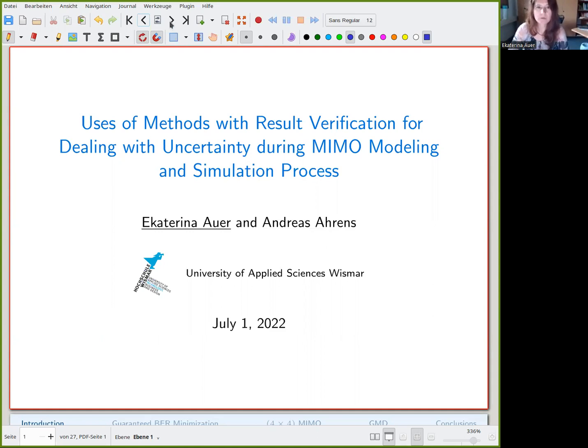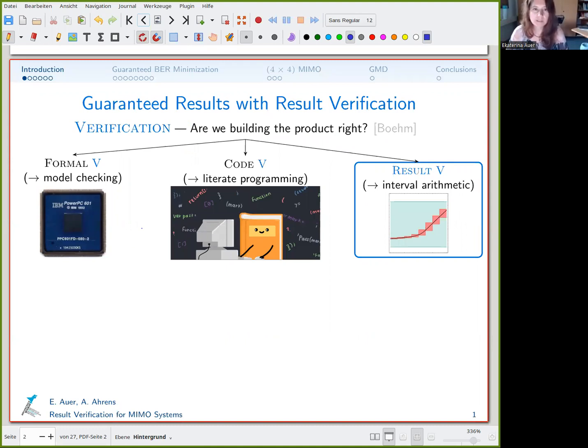So what I'm going to talk about today. I don't think I need to explain result verification to this audience, but just a few words. Verification answers the question of whether we are building the product in the right way. And there are different kinds of verification, for example, formal verification and code verification. Formal verification, for example, model checking, is used to prove that certain systems, for example computer chips, are working properly. With the help of code verification, we usually want to see if the code of a program is written in a correct way. And using result verification, for example, with the help of interval arithmetic, we are doing the following.